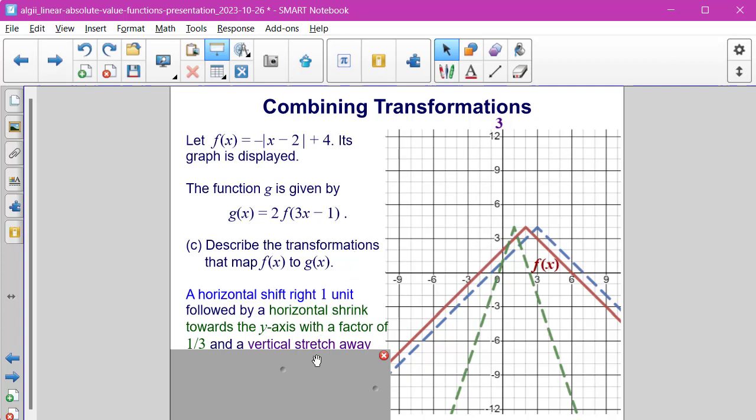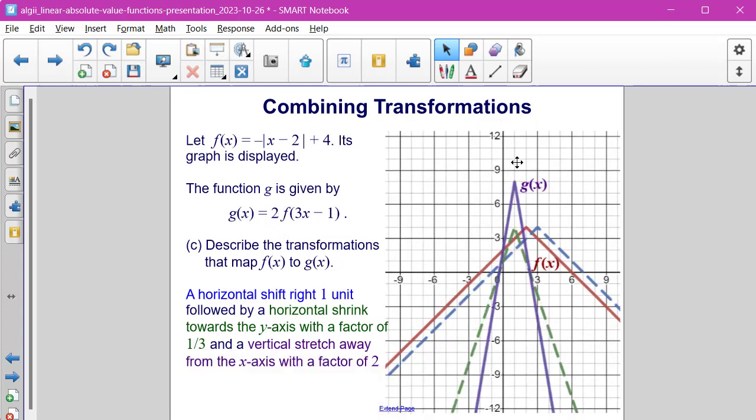And the last step is going to be a vertical stretch away from the x-axis by the factor of 2. And that's going to pull the function more upright, having that original y-coordinate here of 4 all the way up to 8.